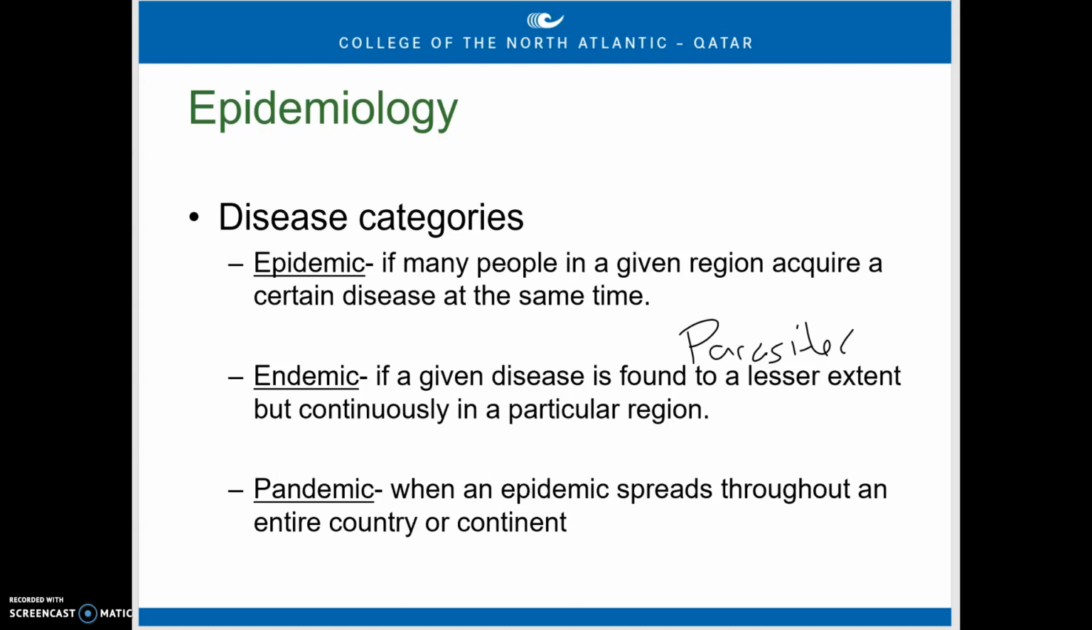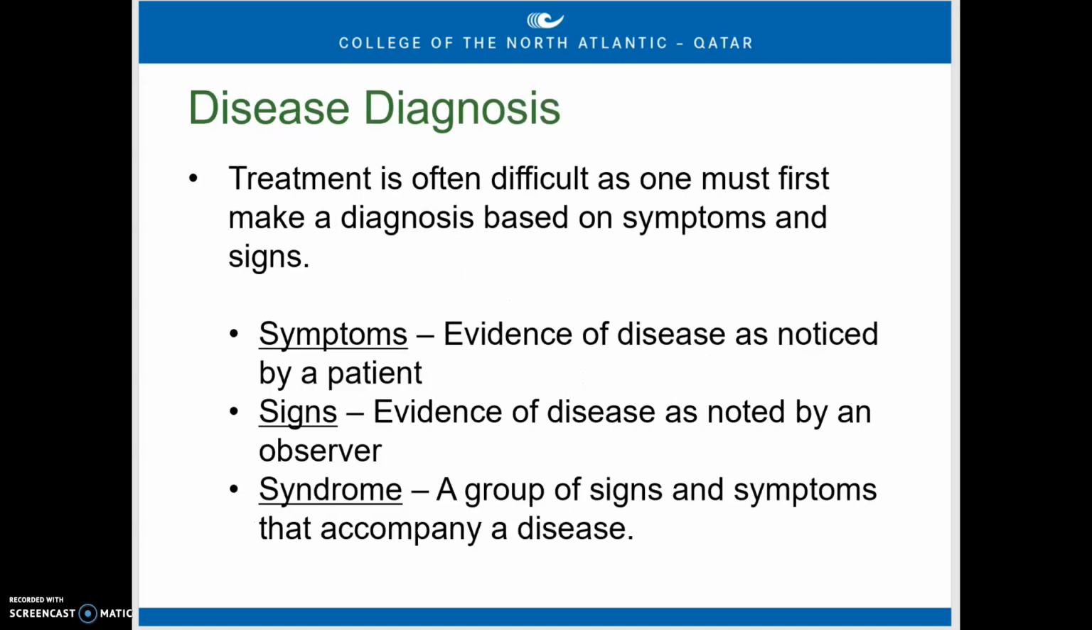It actually started out last January as an epidemic. It was a form of disease that many people in a region in China were getting. And then over time, by the time we reached March and April, it had gone from an epidemic to a pandemic. So if given enough time, you can see that these disease categories can actually change.